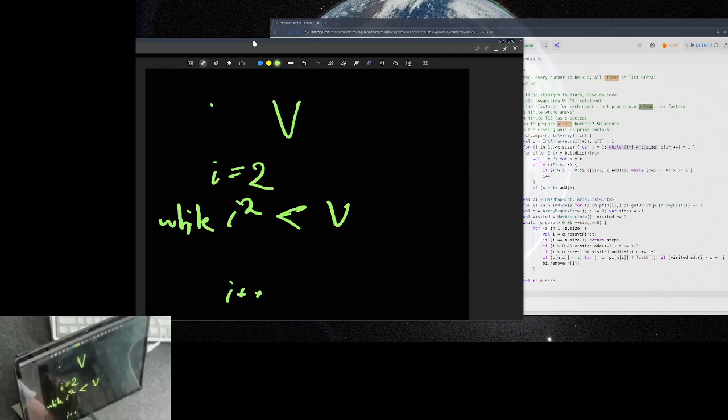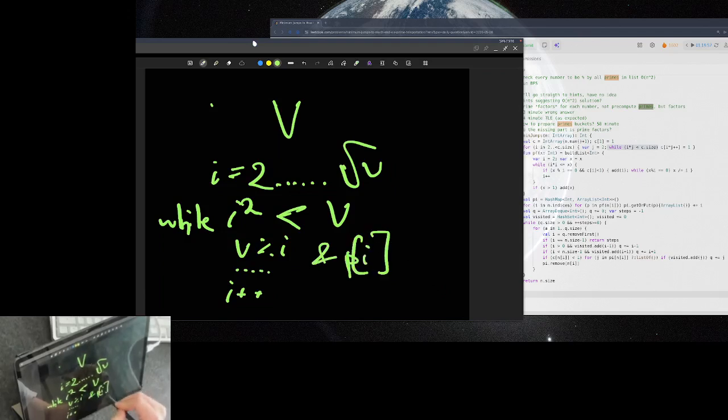and inside it we look if this v is divisible by this i. So we're checking all this range i from 2 up to some number, I would say square root of v. And we're checking if v is divisible by i, and also if i is prime. So basically we're looking if this v is divisible by prime.